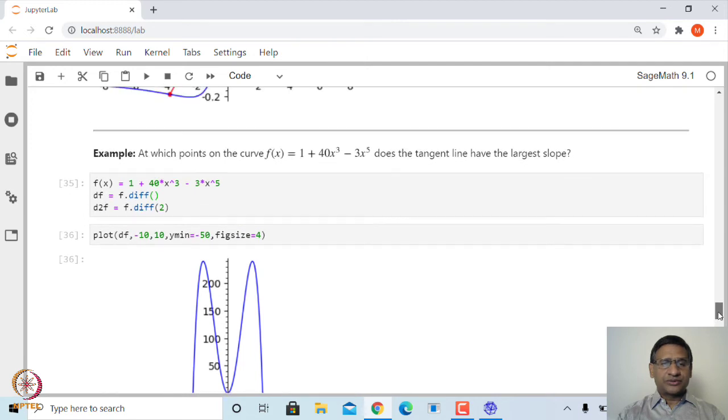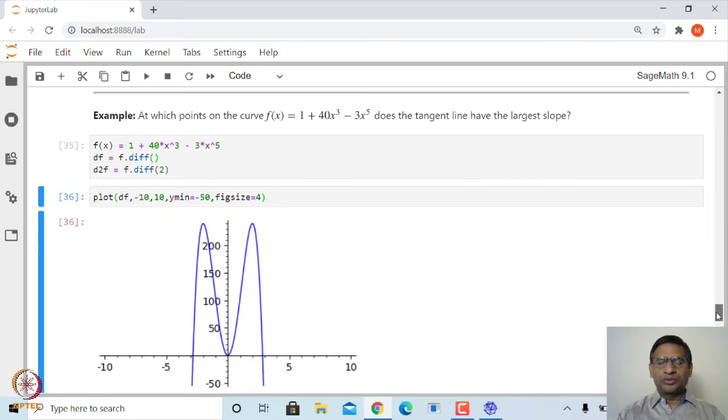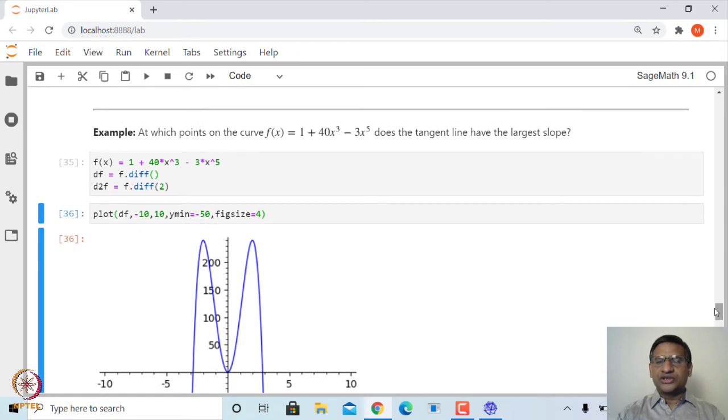and plot the graph of this df, and this is the derivative. So, the point at which it has the highest slope is the point at which the derivative is maximum, and these are the 2 points you can see here. This is one point, this is another point.